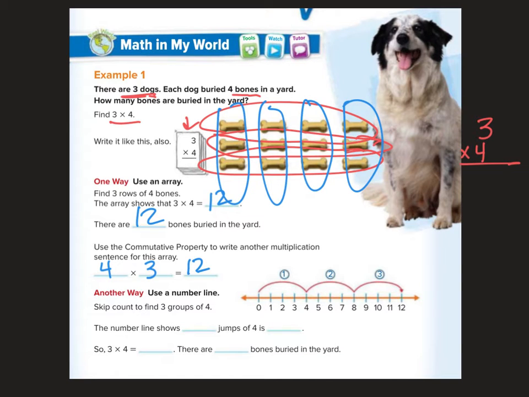So, another way instead of an array is we could use a number line if you're feeling stuck. So we'd make one jump to 4, then to 8, then to 12, and then I had to make 3 jumps. So this number line shows 3 jumps of 4 is 12. So 3 times 4 is 12. There are 12 bones buried in the yard.